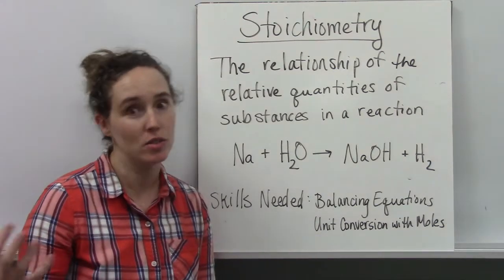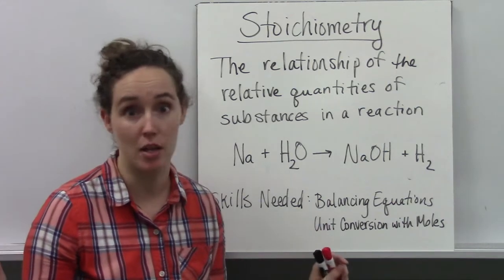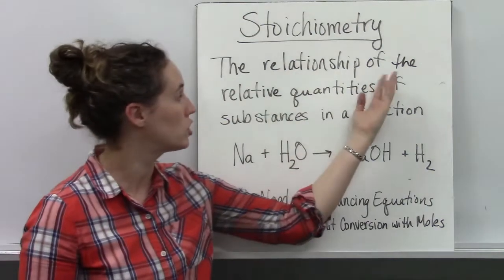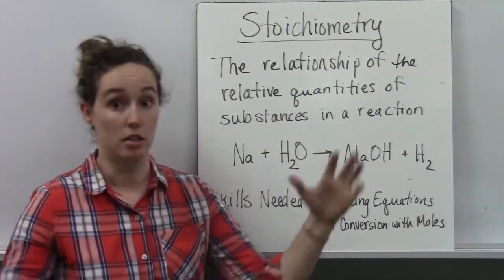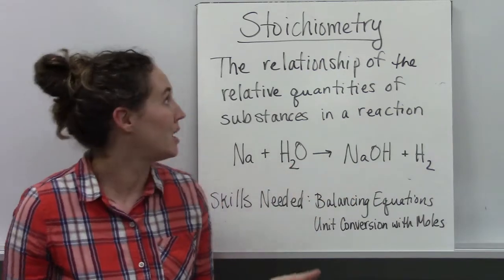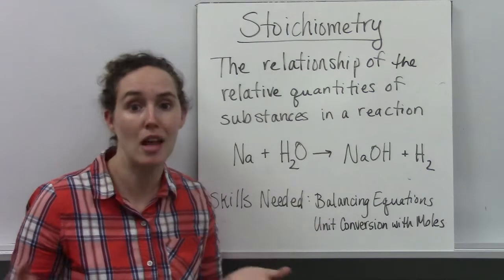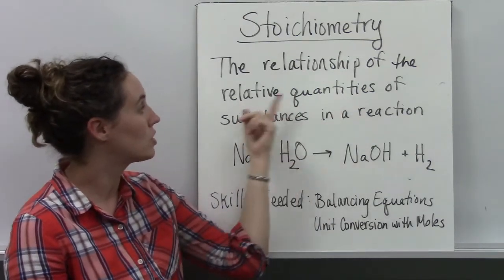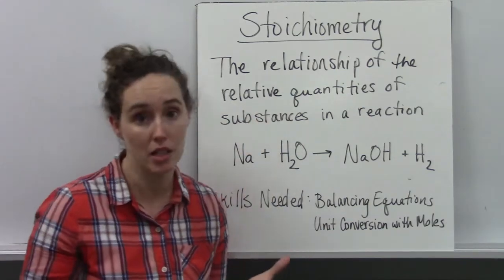Stoichiometry sounds like pretty high intensity, but it's really not that bad. In chemistry, we use it to figure out the relationship of the relative quantities of substances in a reaction. That sounds like a lot of words, but it's really not, right? Relative quantities. Quantities, that's just how much. And so you're just figuring out how much there are of different substances relative or compared to the others.